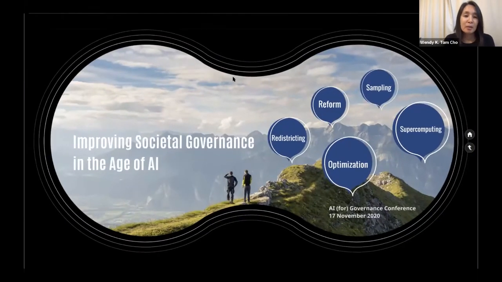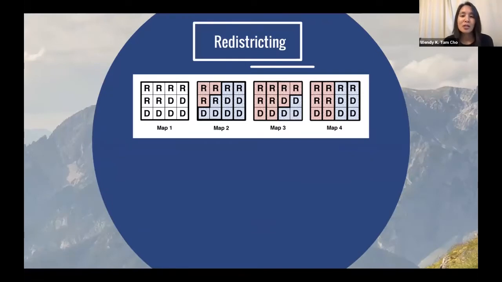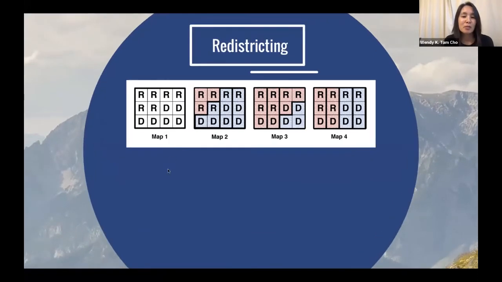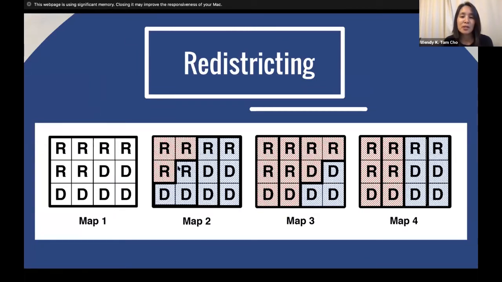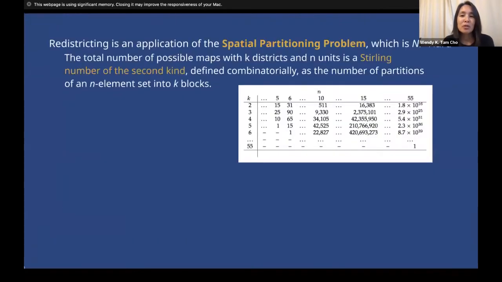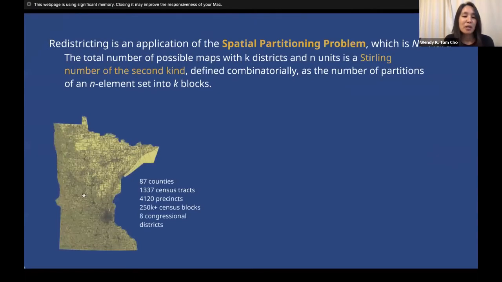Okay. So I'm going to talk about an actual algorithm that we've been working on for a number of years to study redistricting in the United States. So I'll present a fairly basic introduction to redistricting, which is basically separating voters into districts, electoral districts like this. And I'll discuss our approach to it, that it's basically an algorithmic approach to the spatial partitioning problem.